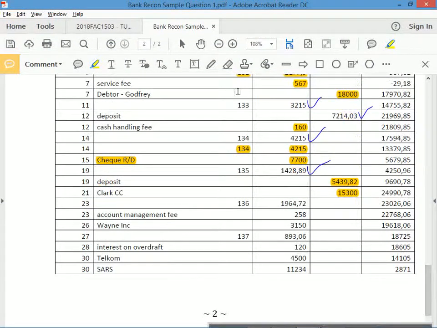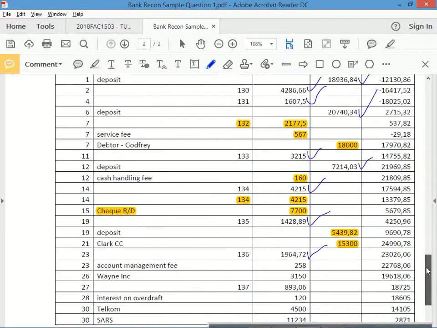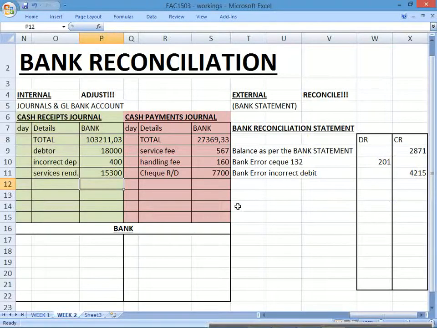Let's look at the last few. Do you want me to tick 136? Okay, let's tick it. 1964 is correct, so there it is. I can tick that one as well. Okay. Do you guys want me to tick the 258? Okay, this is an account management fee. More charges. Adjust or reconcile? Adjust. Yes. Management fee. And the amount.